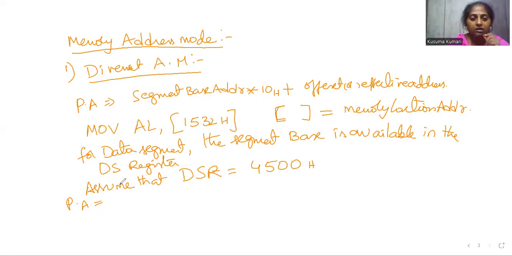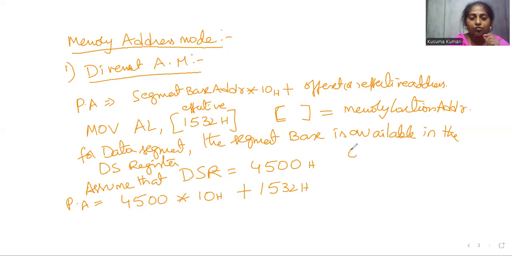Physical address can be calculated as 4500, the segment base address, multiplied by 10 hexa, plus the effective address. Within the brackets we are representing the effective address. So this is 1532 hexa.